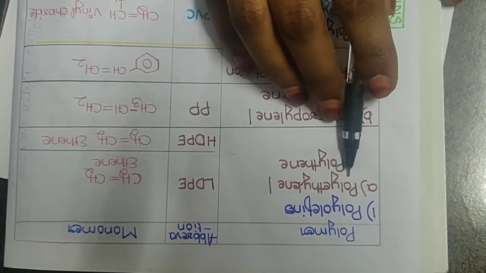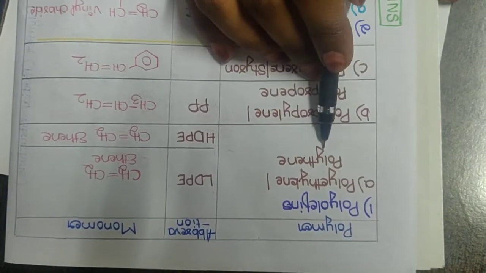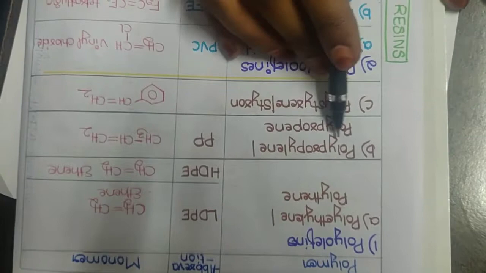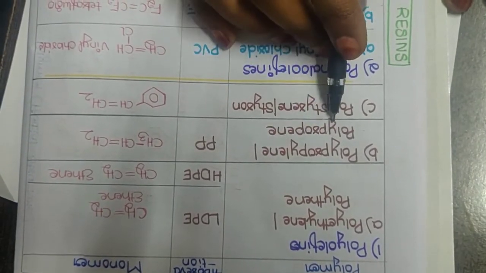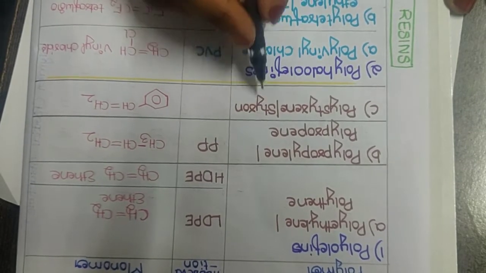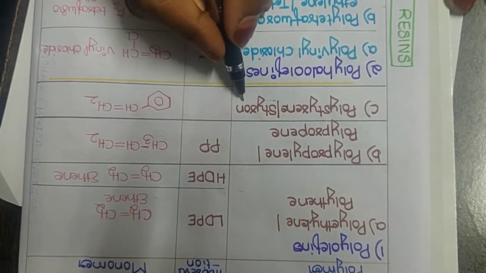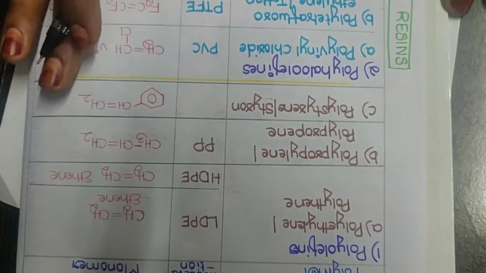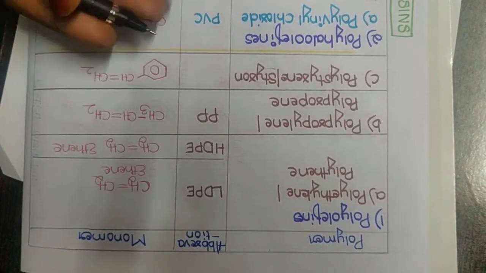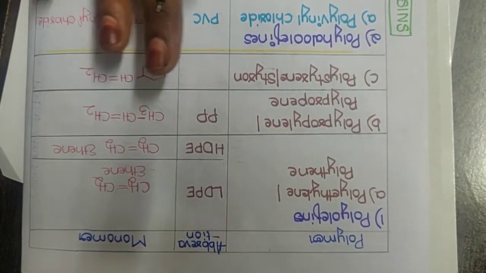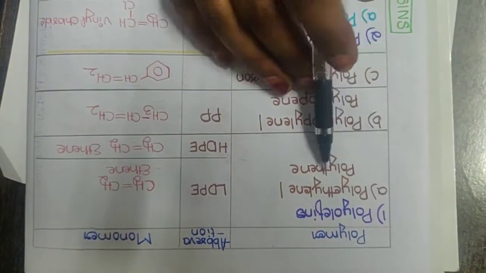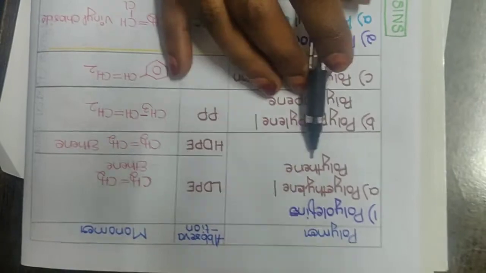First one is polyethylene, also called polythene. The next one is polypropylene, or polypropene, and the last one is polystyrene, which is also called styrene. Here you should only know what the monomers are and what the abbreviations used are. Most commonly they prefer the abbreviations, so you should know the abbreviations here. This is very important. Let us start with the first one, polyethylene or polythene.